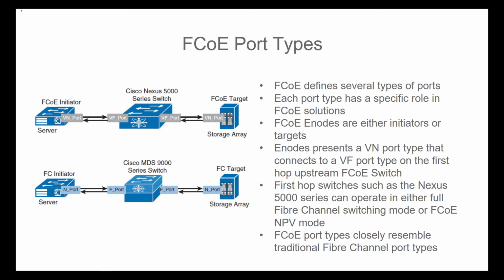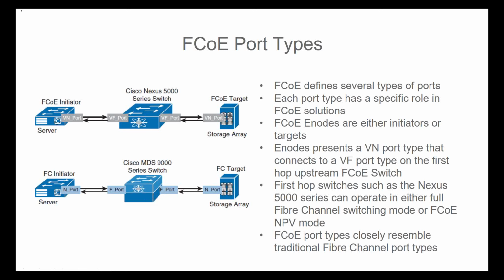The ENodes are going to present a port they call a VN port type that connects to a virtual VF port. So the VN is for node, and VF is for fabric. So node ports connect to fabric ports. In this picture, a virtual node port is connected to a virtual fabric port, and this virtual fabric port is connected to this node port, and this is providing the connectivity between the initiator and the target storage array. It's the same behavior as on the Cisco MDS 9000 switches in traditional Fibre Channel. You have the N ports to the F ports to the N port. They perform basically the same function.